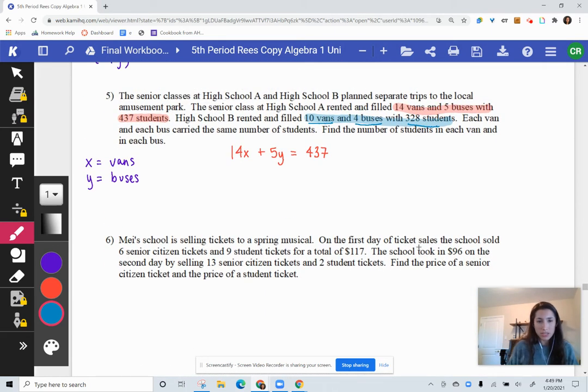And then for the last question here, I am just going to make sure that you are defining the variables. We'll use the same variables. Looking at the problem, it looks like we're selling different types of tickets, so student tickets and senior. Let's just keep these consistent, and we'll do x equals number of senior tickets. And let's do y equals the other type of tickets, student tickets.